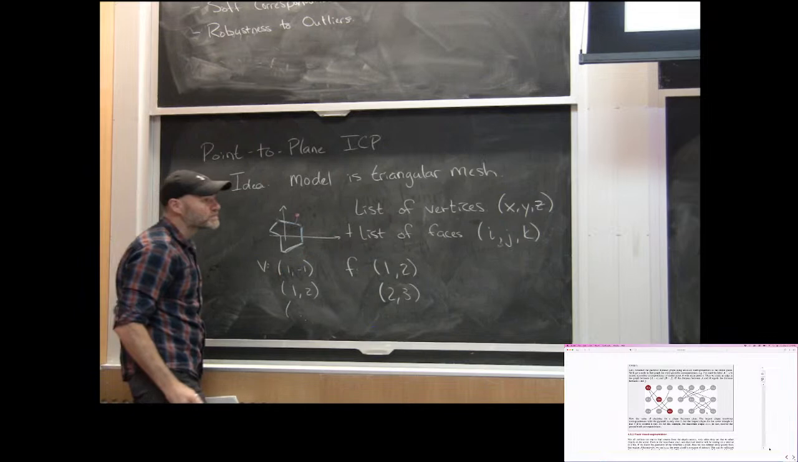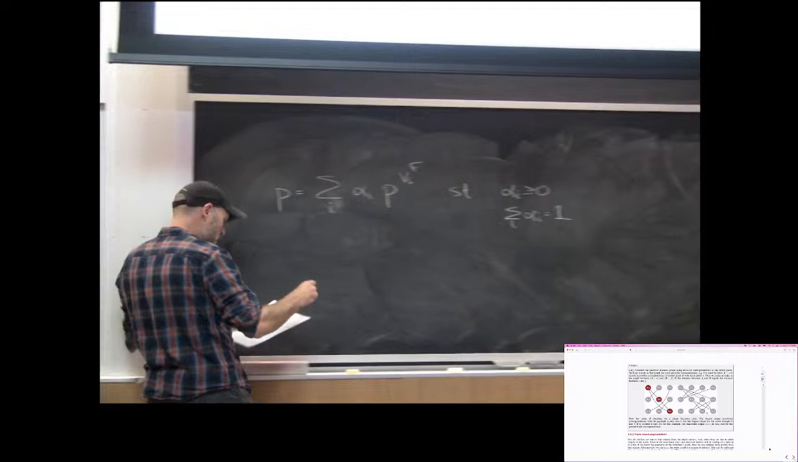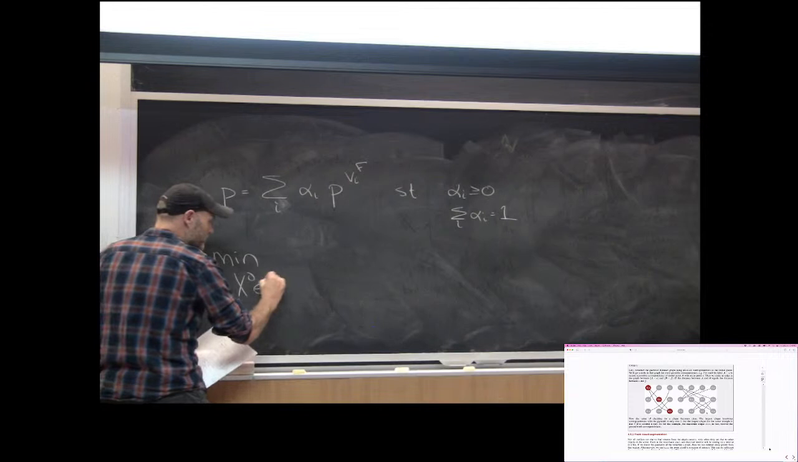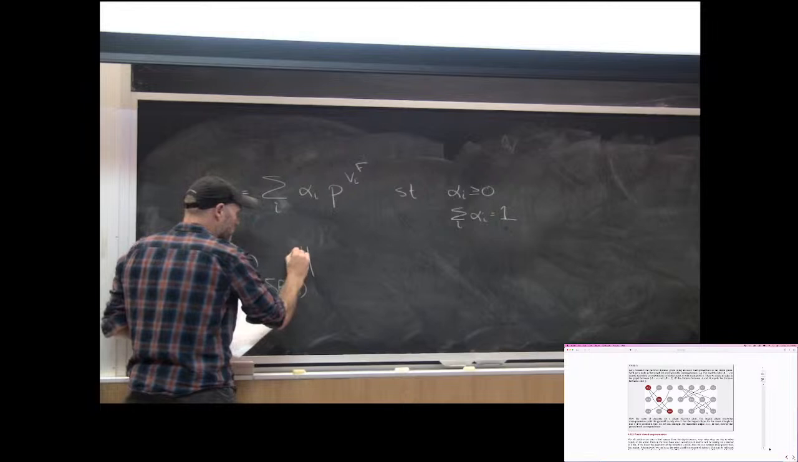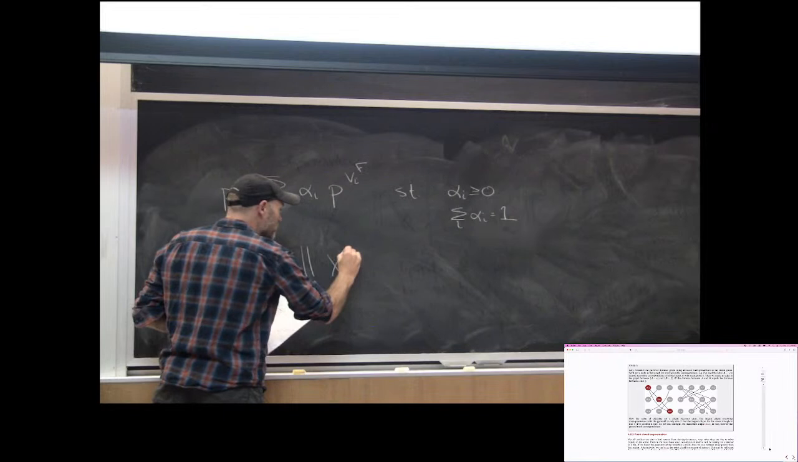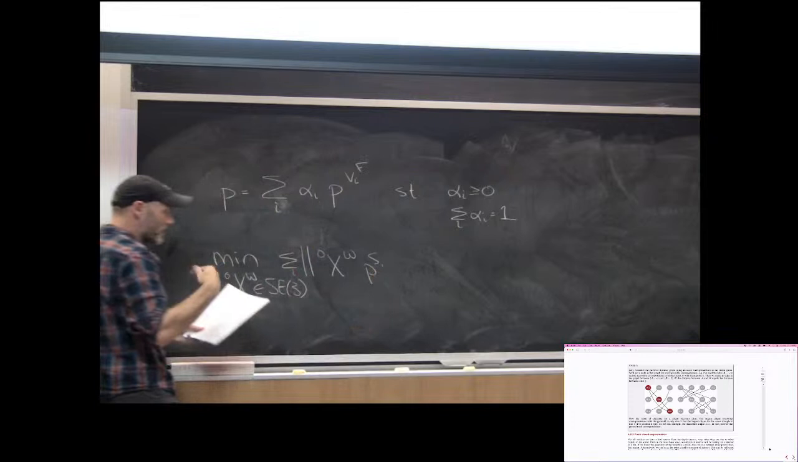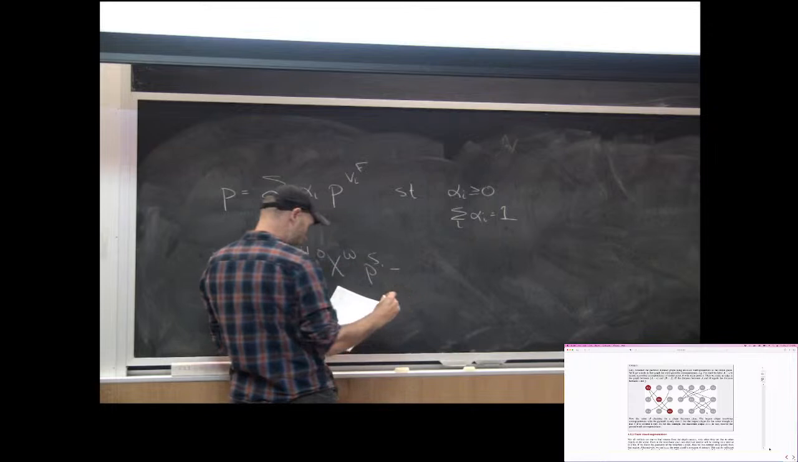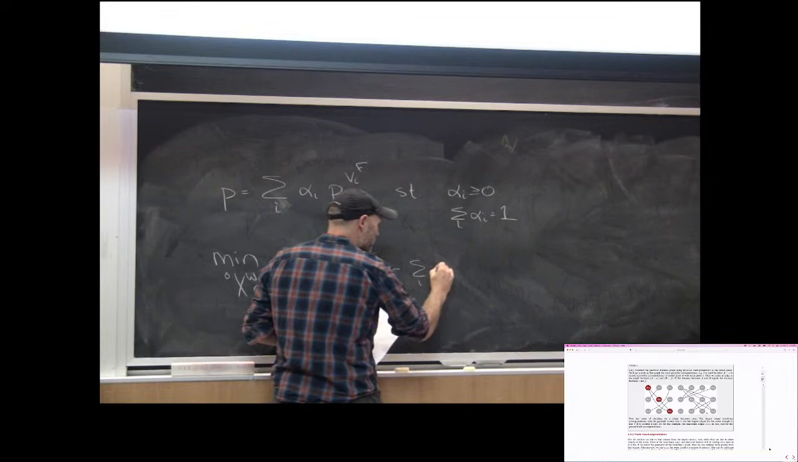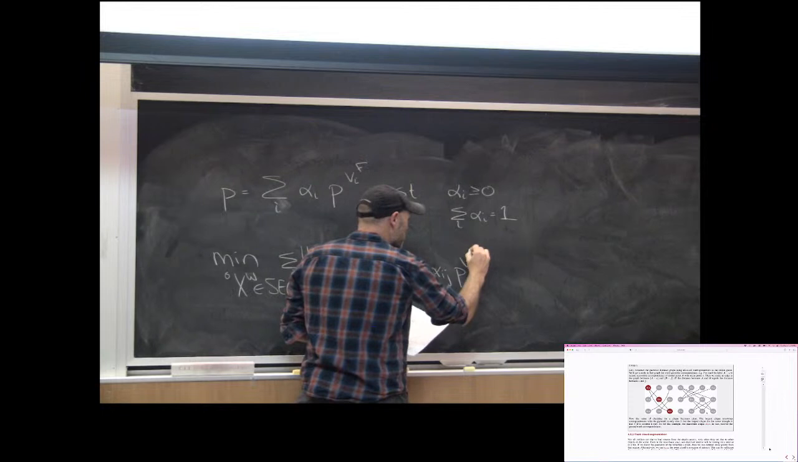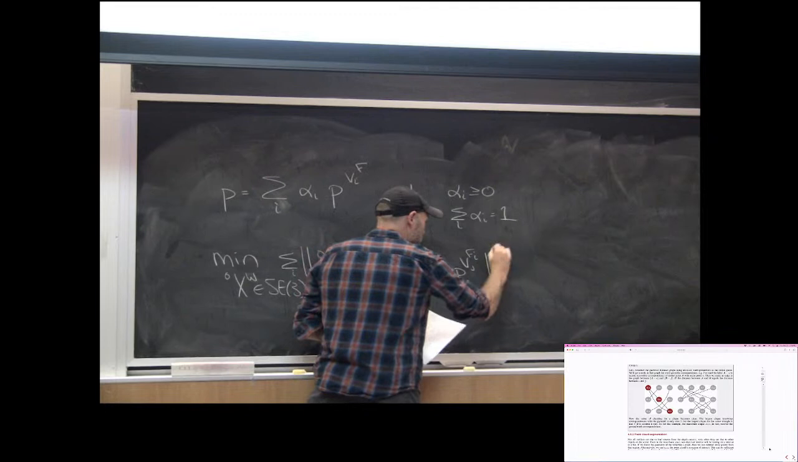My blue chalk. Okay, so now let's try to write: minimize over x0 in SE3. I'm going to minimize over my scene points. This time I'm going to use the x transform in the other way, so I'm going to modify my scene points into my model coordinates so that I can write the sum over i of alpha ij p, vertex j in face i, squared. Okay.